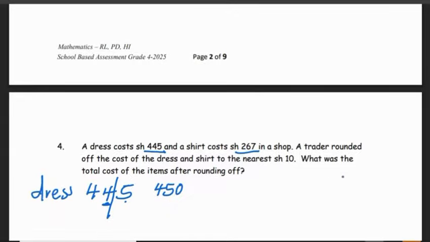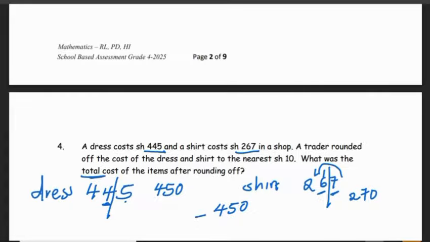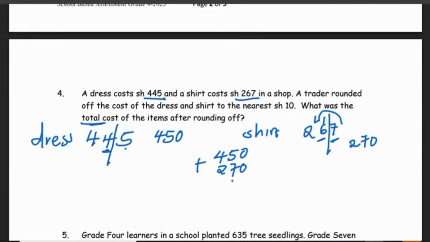So we need to do the same for the shirt. Now for the shirt here, we have 267. Which number is in the tens place? It is the 6, but we have to check the number that was there before, which is number 7. Is it more than 5? Yes, so we need to round up by adding 1, and you're going to have our answer, 270. Now, since the question was asking us the total cost, we just need to add them together. So you have 450. Now you add 270.